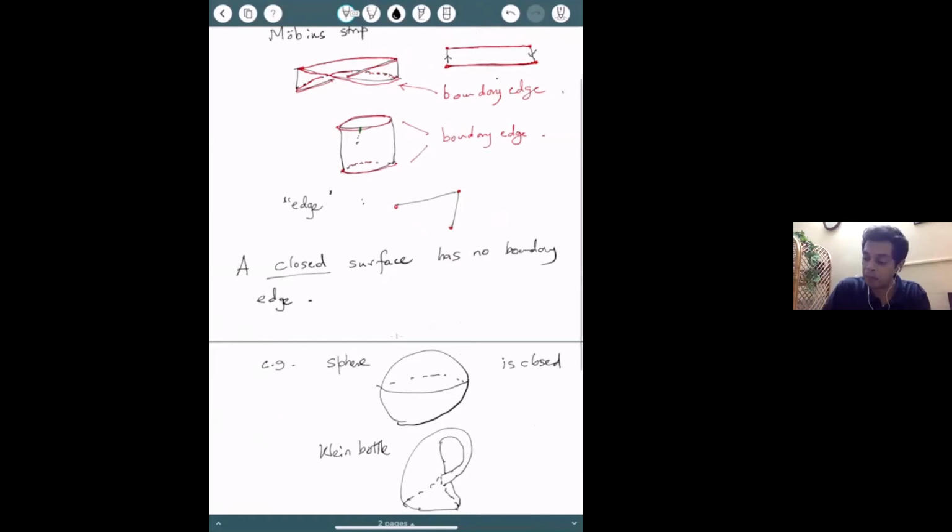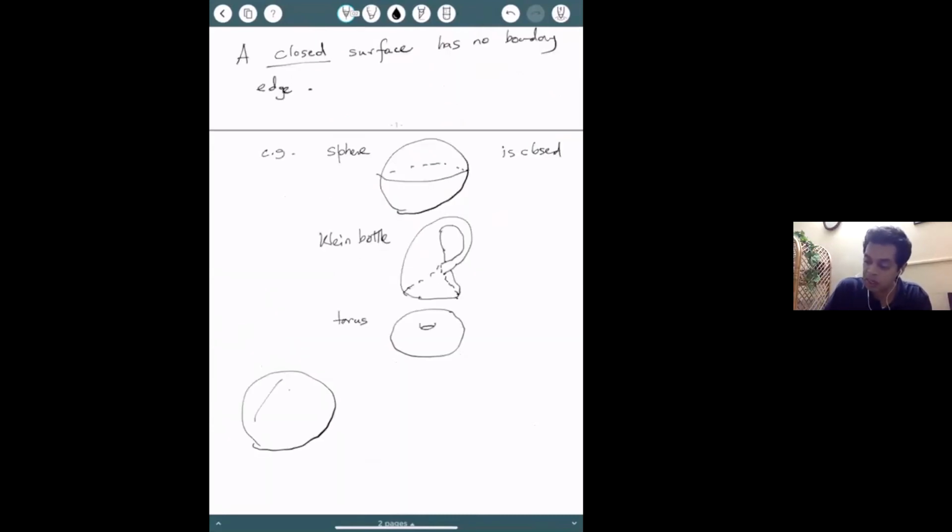For example, another surface with boundary is a disk. So a disk is not a closed surface, because it has a boundary. There's a boundary circle.